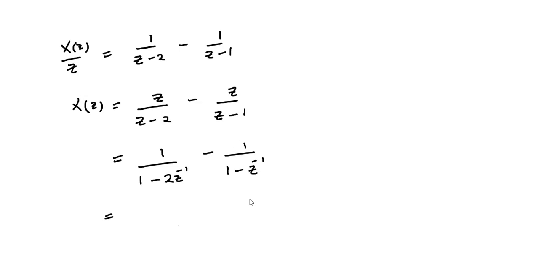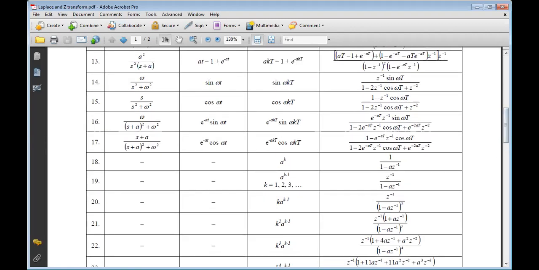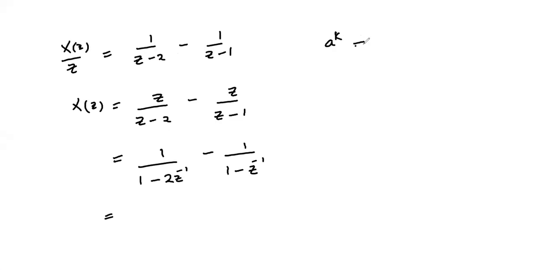So given our z transform table, if we look at number 18, a power k corresponds to 1 over 1 minus a z power minus 1. So we have a power k corresponds to 1 over 1 minus a z power minus 1.